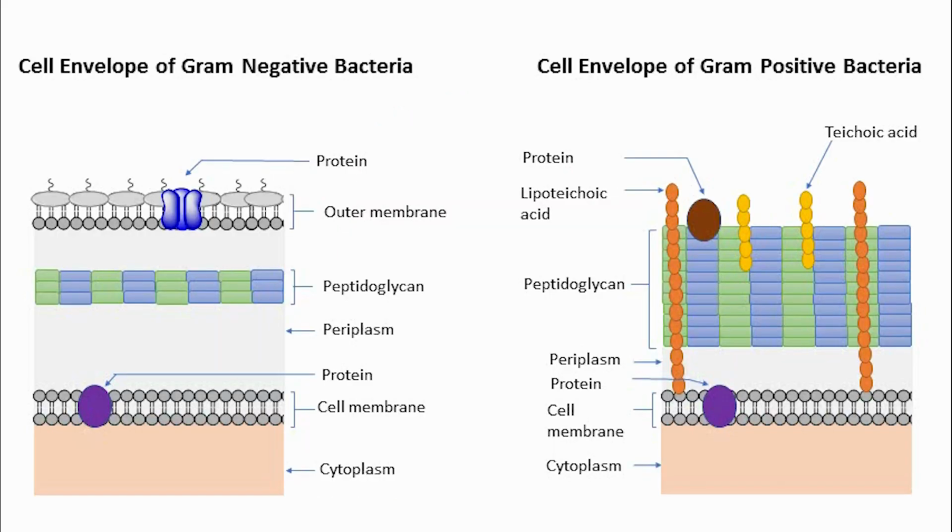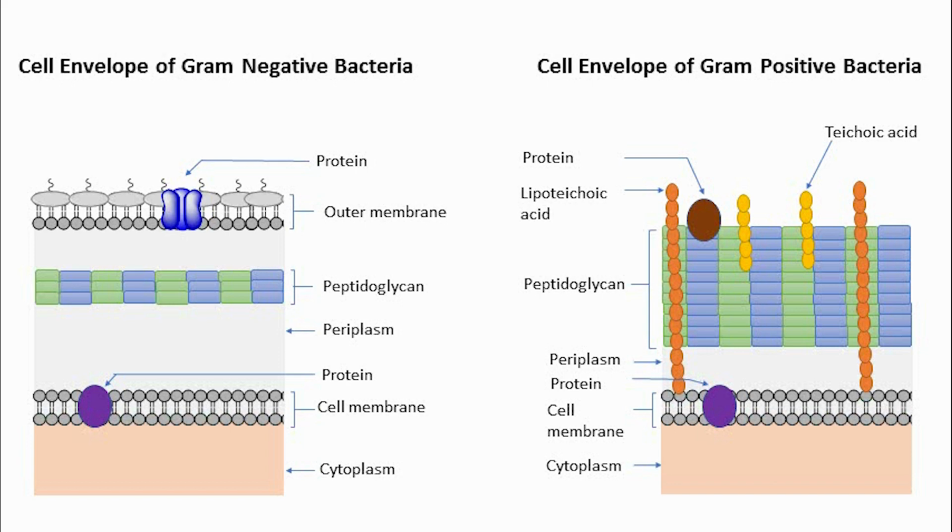There are two types of bacteria, depending on the physiology of the cell envelope. The gram-positive bacteria have a cell membrane and a thick layer of peptidoglycan where we can find proteins, teichoic and lipoteichoic acids. The gram-negative bacteria have a cell membrane but also a second membrane called the outer membrane. Both membranes are separated by the periplasm where there is a thin layer of peptidoglycan.